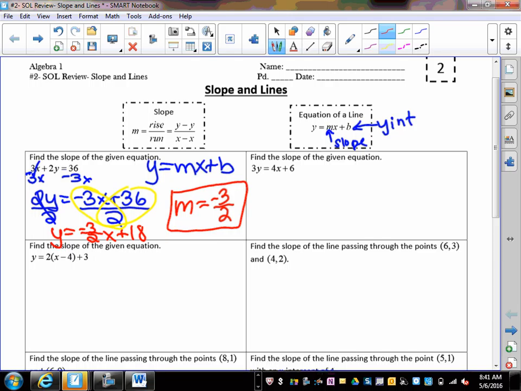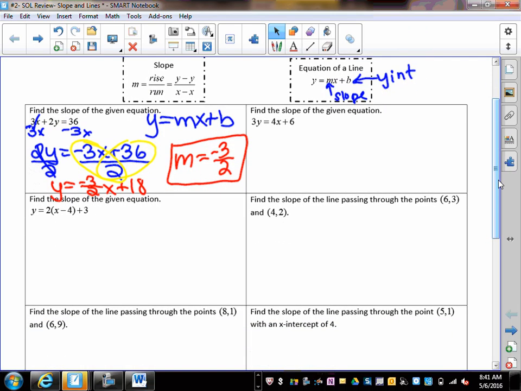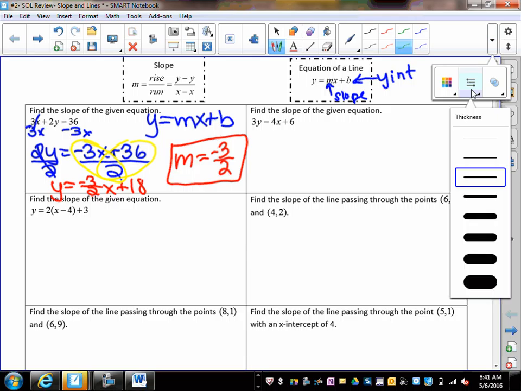Okay. All right, for sake of time, I'm going to go ahead and move on since this is a very similar problem here. All right, so this next one says find the slope of the given equation. All right, so we have y equals 2 times parentheses x minus 4 plus 3.